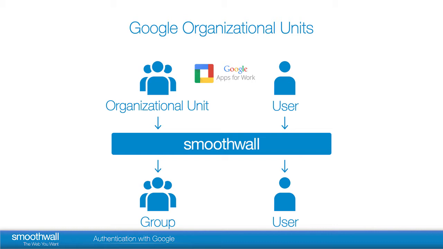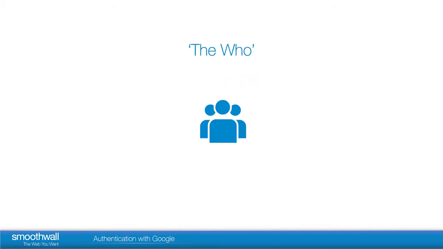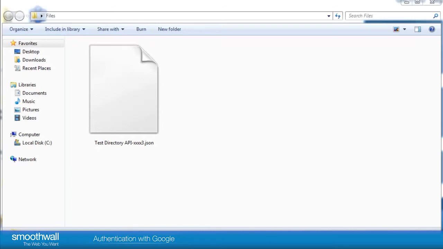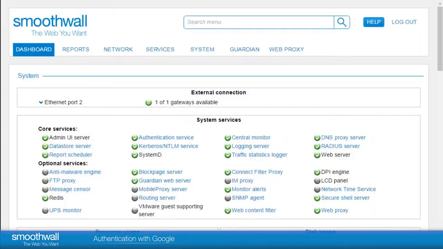The first step is to create a local group or groups in the Smoothwall you would like to map your directory groups to. If you've not yet set up your local group, please see our video, Setting Up Authentication Policies, The Who. In order to set up a Google directory, you will need a client secret or JSON file. This can be created on the Google Developer Console and can be downloaded to be saved locally.